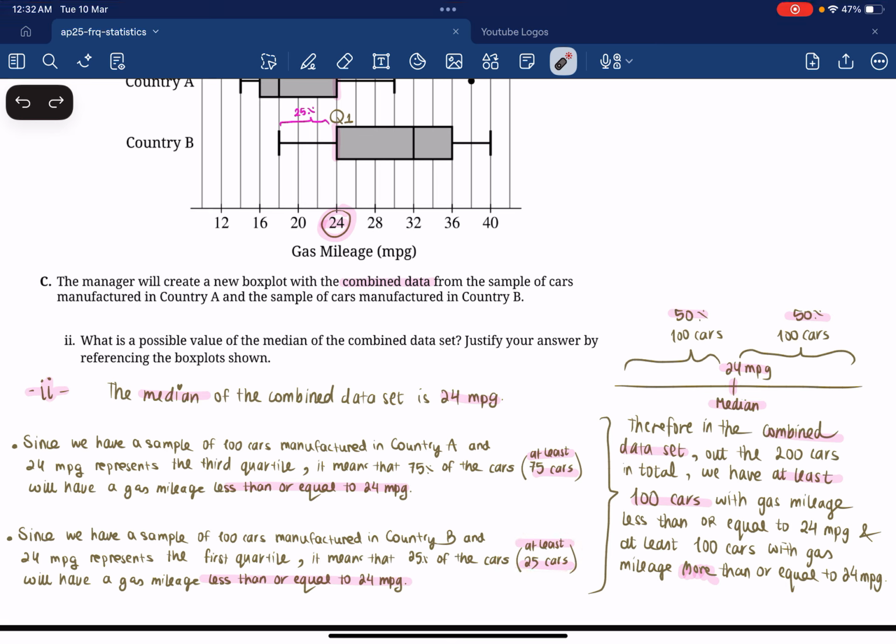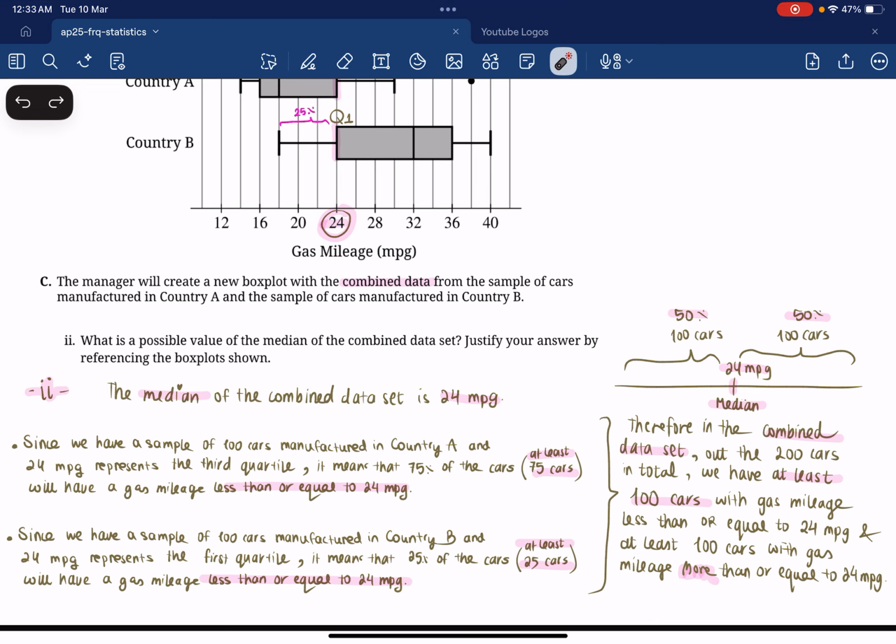So when you combine country A and country B, the combined data set will have 200 cars in total. So if you add up 75 cars and 25 cars, you have at least 100 cars, 75 plus 25, who have a gas mileage of less than or equal to 24 miles per gallon. And at least 100 cars with a gas mileage more than 24 miles per gallon.